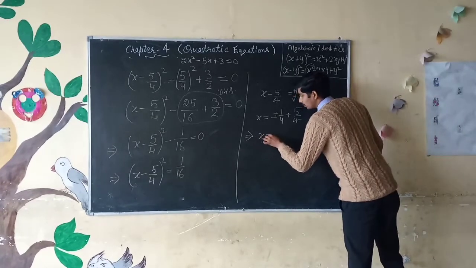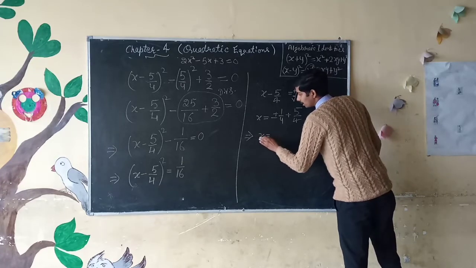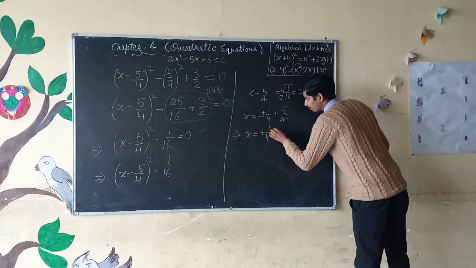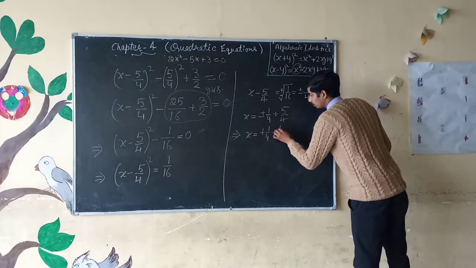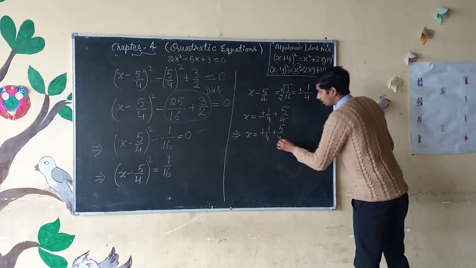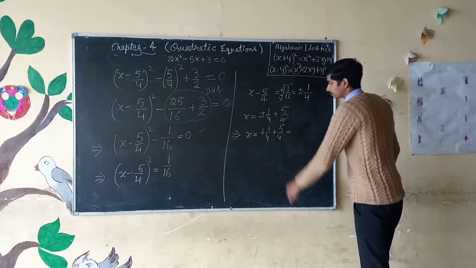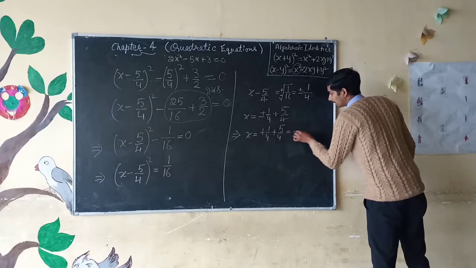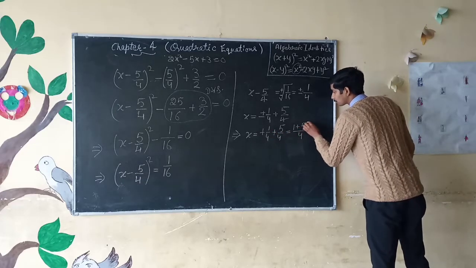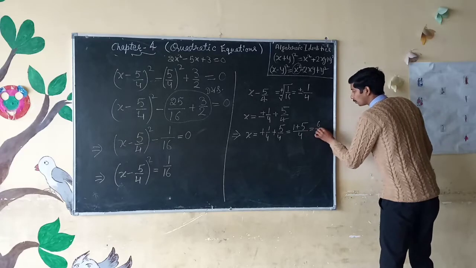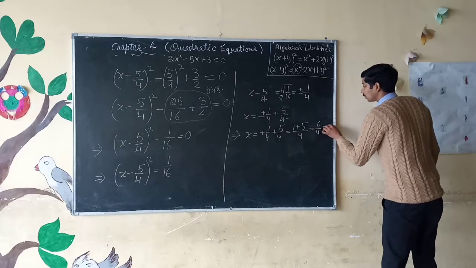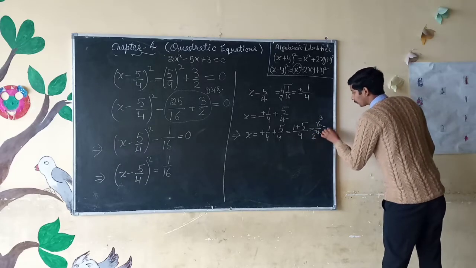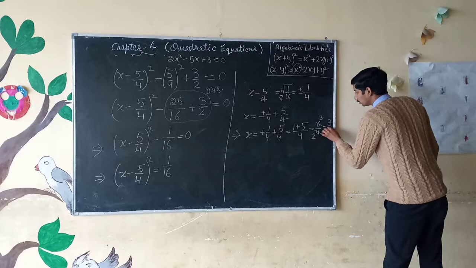X is equal to, it implies x equals to plus 1 upon 4 plus 5 upon 4. Okay, x equals to, LCM is 4, 1 plus 5 equals to 6 upon 4, which is equal to, 3 twos are 6, 2 twos are 4, it means 3 upon 2.